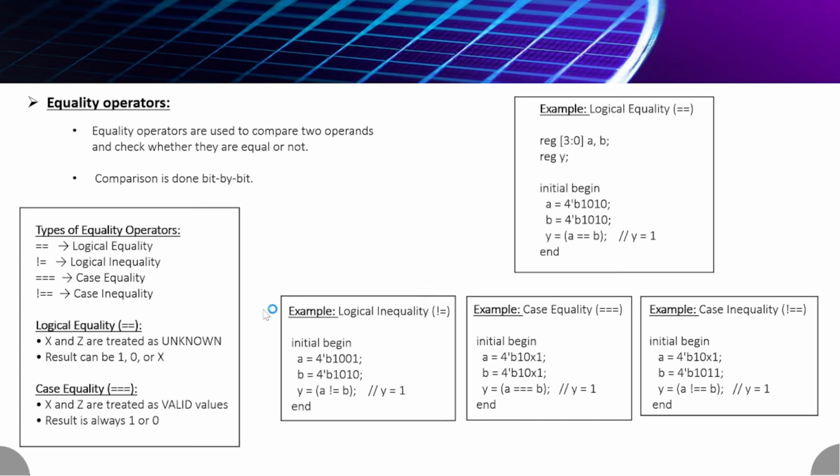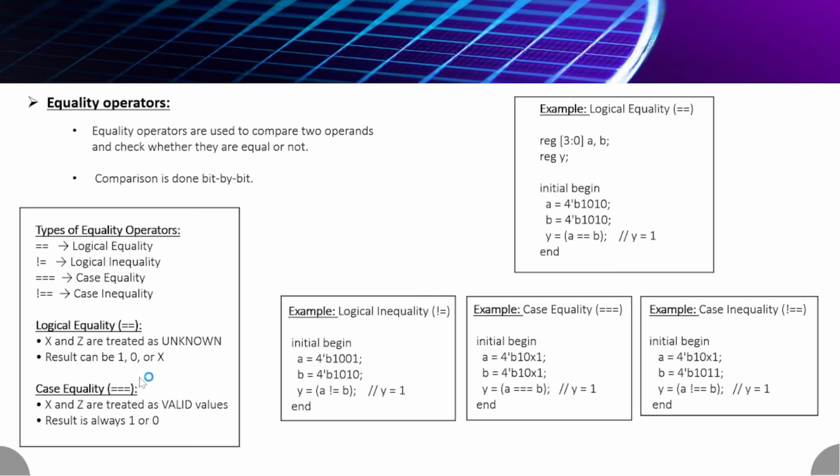Next, let's look at the case equality and case inequality. Case equality is represented by triple equals and case inequality is represented by not triple equals. In case equality, x and z are treated as valid values. So the result is always either 1 or 0, never x. This makes case equality very useful in test benches and verification, where we need to check the exact bit level matches including x and z.